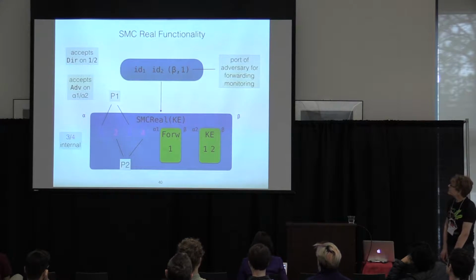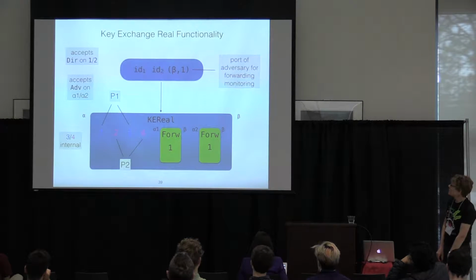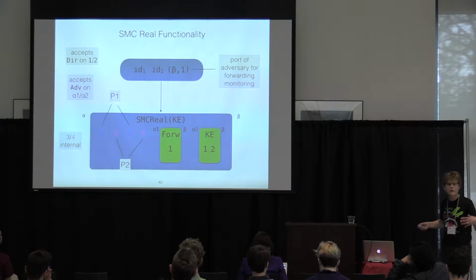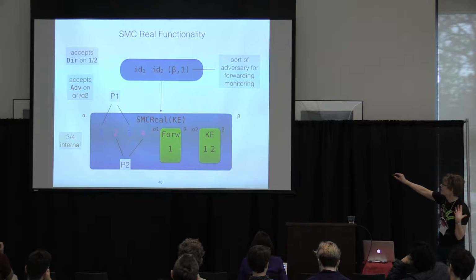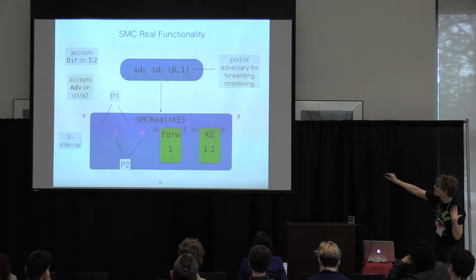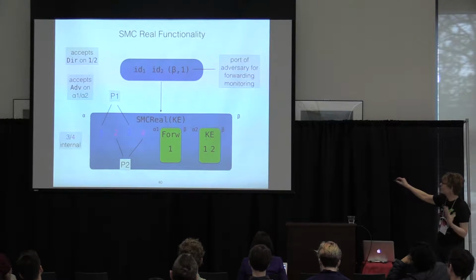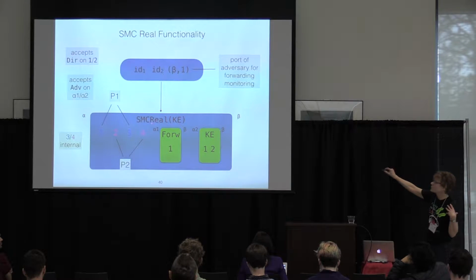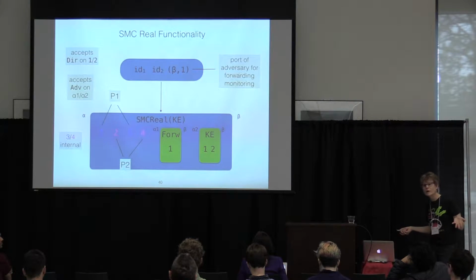So in SMC real, we had two forwarders here, but now we've got a forwarder for forwarding the one-time pad encryption, between these internal ports 3 and 4 of party 1 and party 2, but then we also need some way of doing key exchange. And the beauty of this is that KE is a parameter to this, that it could be real or it could be ideal. And the functionality is written in a way that's completely agnostic to what it is.